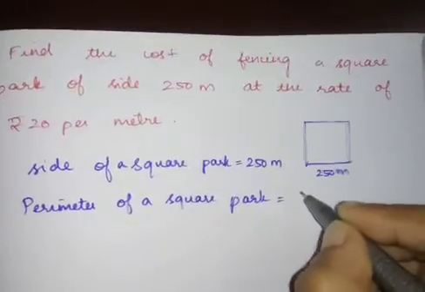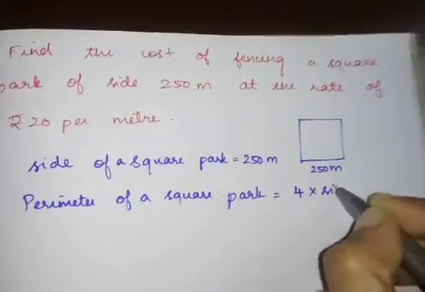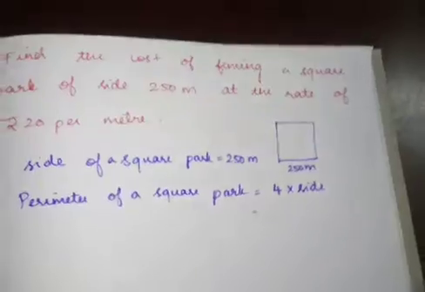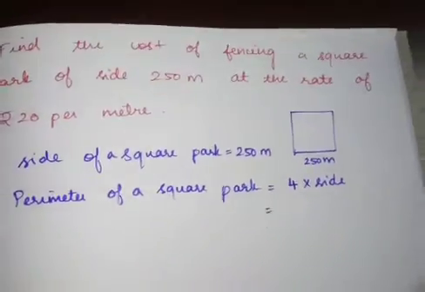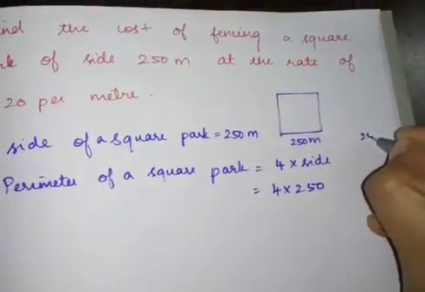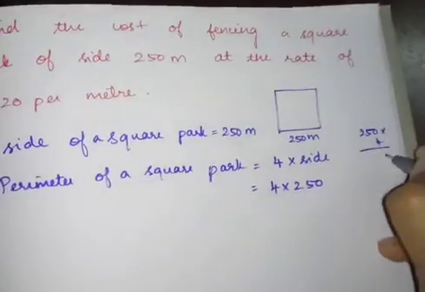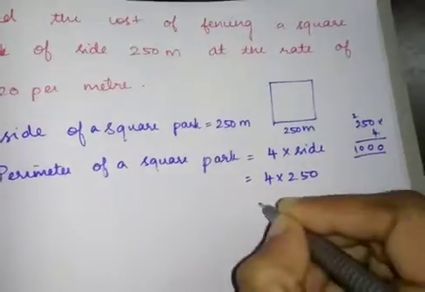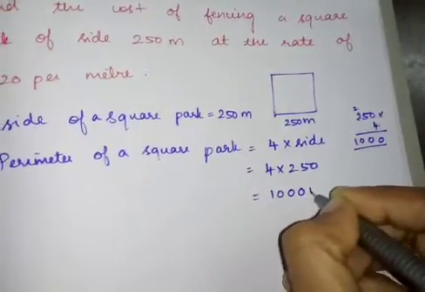Perimeter, how will you find it, children? 4 into side, correct? 4 into sides. So what is the side value here, children? It is 250 meter. So 4 into 250. 4 into 250 is how much? 5 4s are 20, 2 4s are 8, 9, 10. So the answer is 1000 meter.